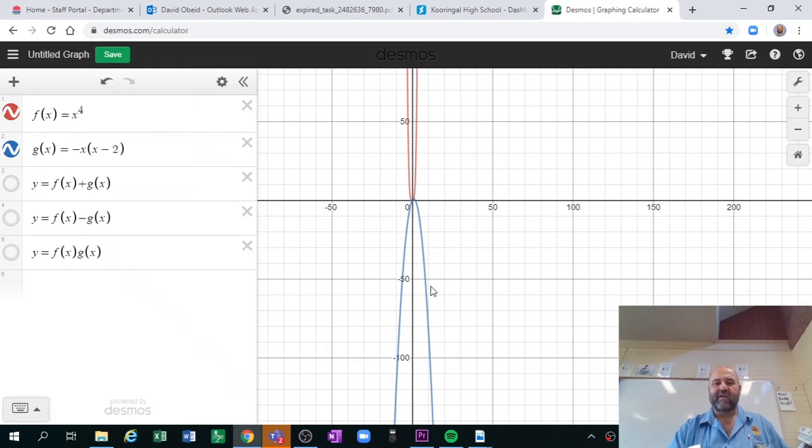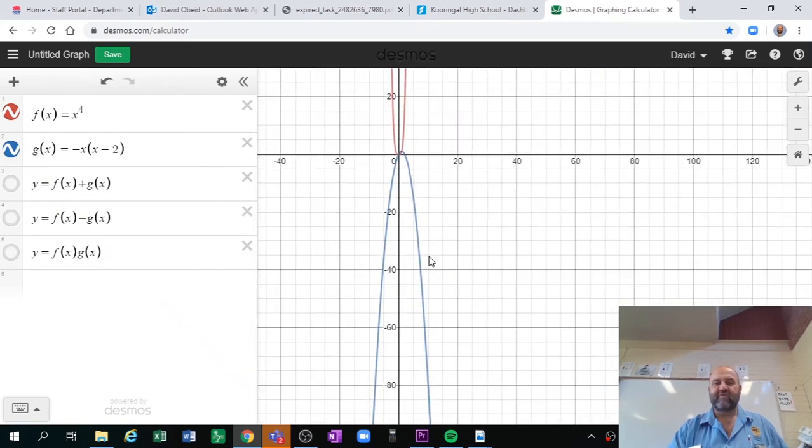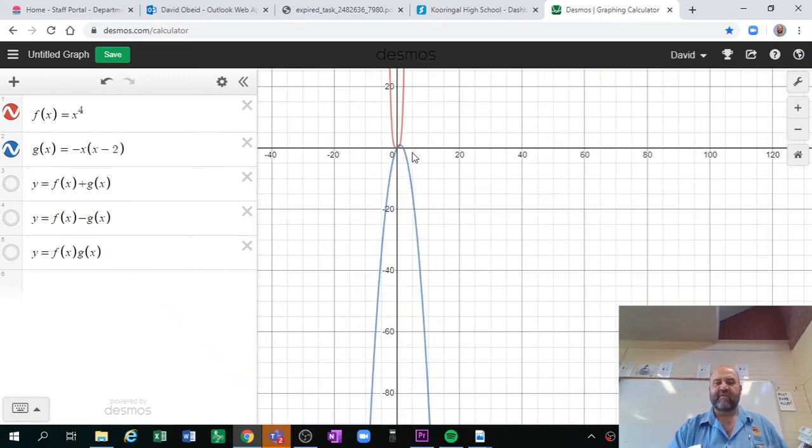Whereas this guy here for x equals 5 is only going to be down here, and we can work it out exactly. That's 5 take away 2 is 3, times 5 is... oh, sorry, that'd be 3, so that'd be -15. So at x equals 5, we're down here at -15.